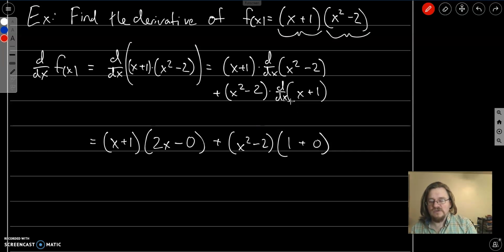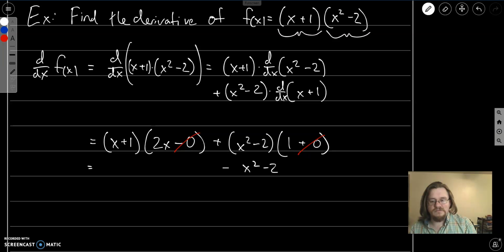The last thing to do is we can simplify. If we were to leave it in this form, it's kind of clear that we have used the product rule, but quite often they'll ask us to simplify. So first of all, minus 0 and plus 0, well, that doesn't do anything. Well, then I have the second one. I've got x squared minus 2 times 1. Well, that's just going to be x squared minus 2.